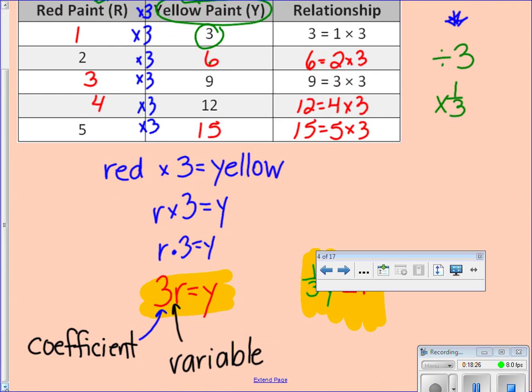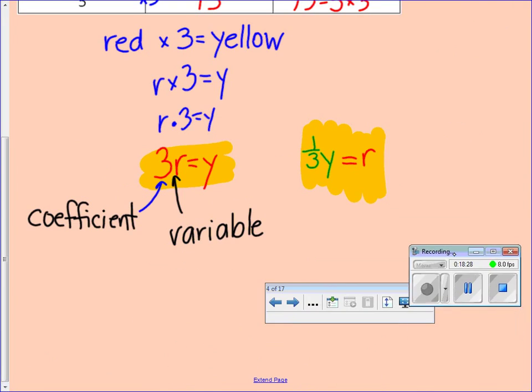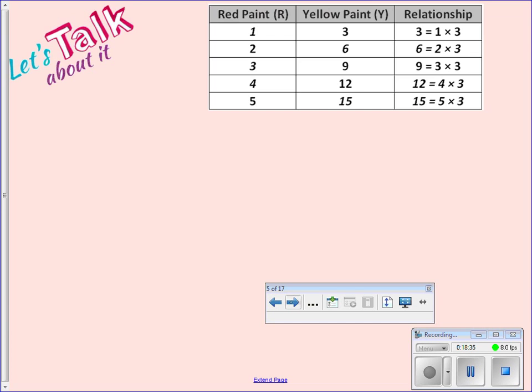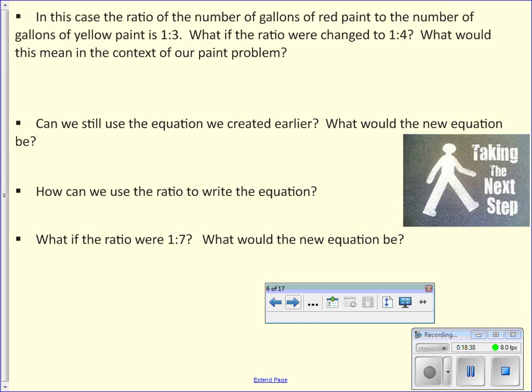All right, we lost a couple minutes because of the fire drill, but let's see if we can get one more done before the bell rings. So if the ratio we said was 1 to 3, suppose we've changed it from red to yellow, 1 to 4. Who has the card for that equation? If it was 4 yellow for every 1 red, who has that card? How can we write that equation?